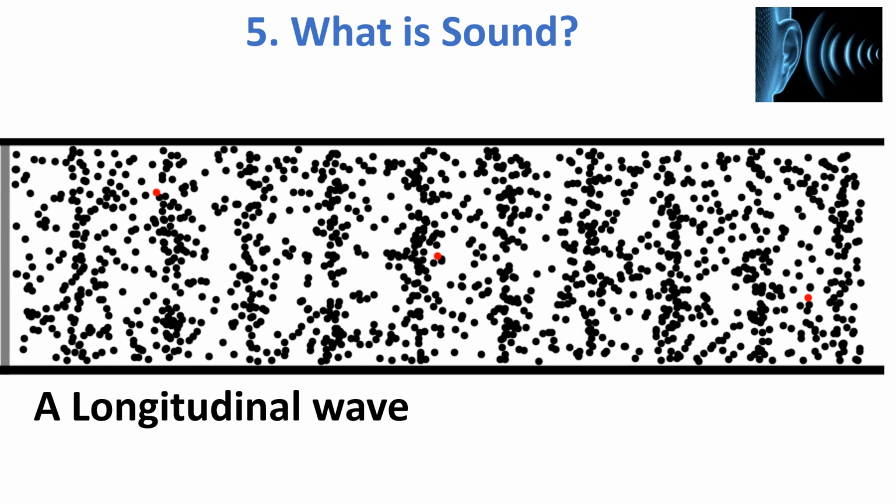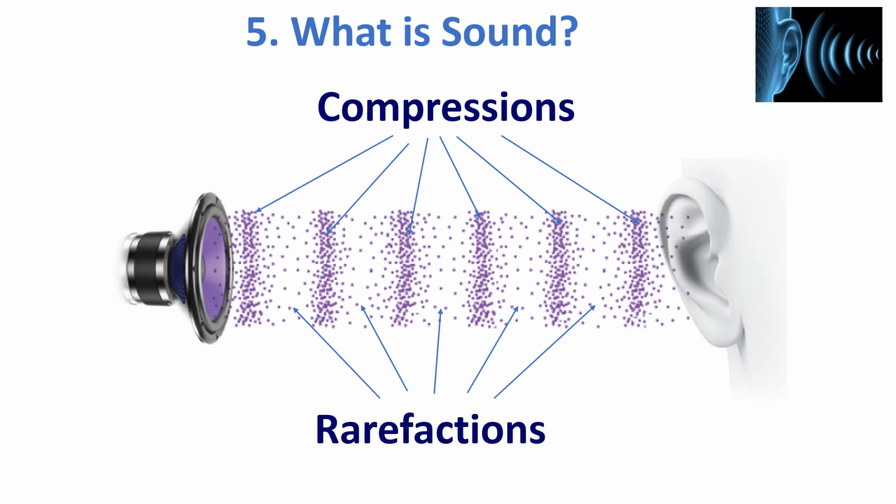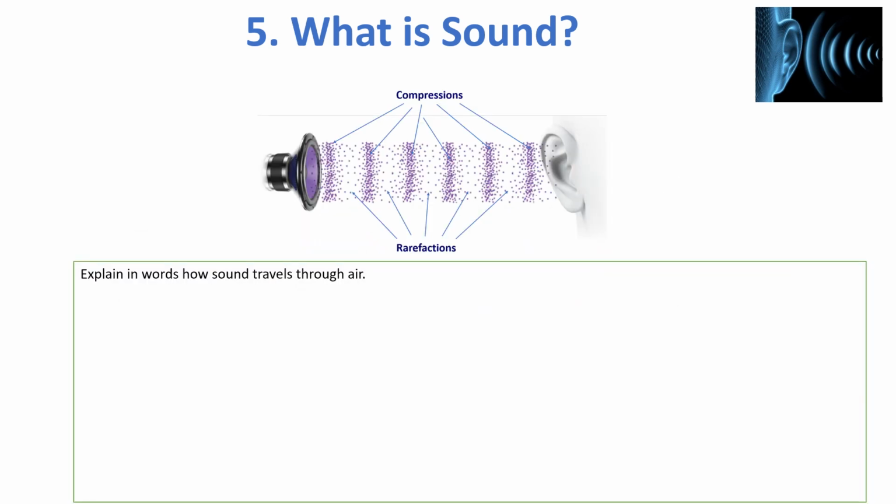They simply vibrate. So what we're going to label in your diagram, which is what is sound, we're going to label the parts of this wave. So where the particles are very close together is called a compression. Where the particles are stretched apart is called a rarefaction. So if you can label that, and then also explain underneath that how sound travels through the air.